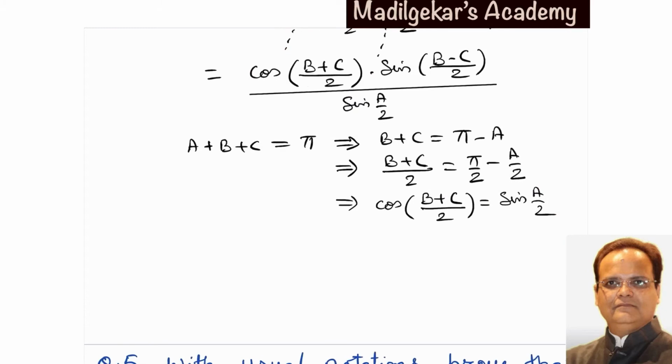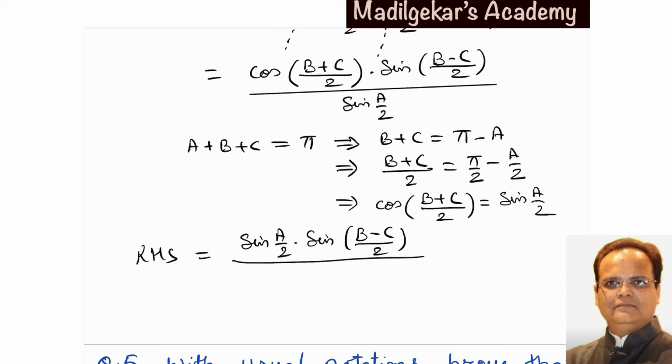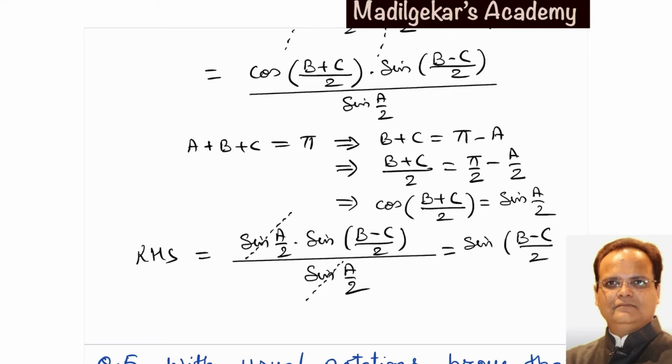So we have sine A by 2 into sine of (B minus C) by 2 upon sine A by 2. So sine A by 2 gets cancelled. Sine of (B minus C) by 2, which is LHS. Hence proved.